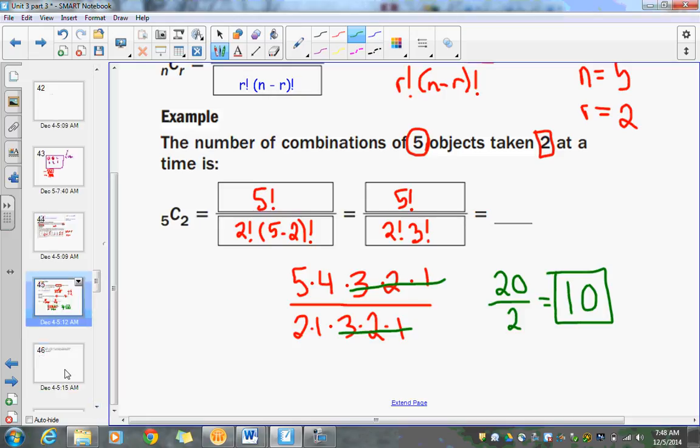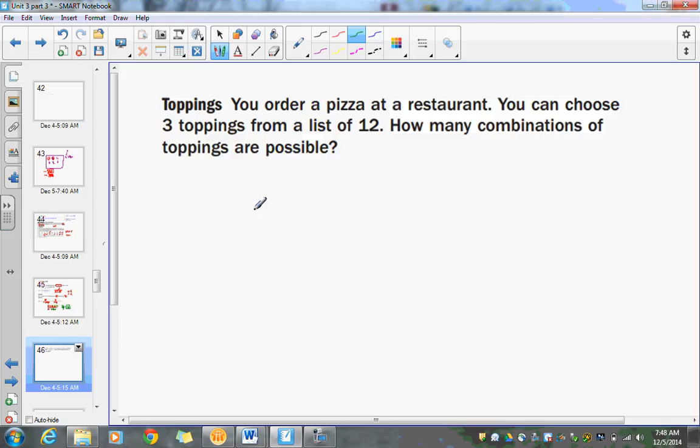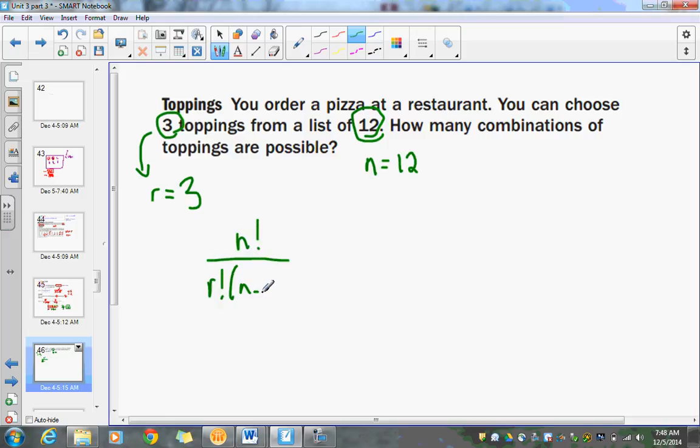All right, moving on. You order a pizza at a restaurant, you can choose 3 toppings from a list of 12. Well, the possible number is 12, so that means n will equal 12. You have 3 toppings, that's what you're looking for, so that's what your r is going to be. So using your formula of n factorial over r factorial n minus r, solve using these numbers. So 12 factorial over 3 factorial, 12 minus 3.